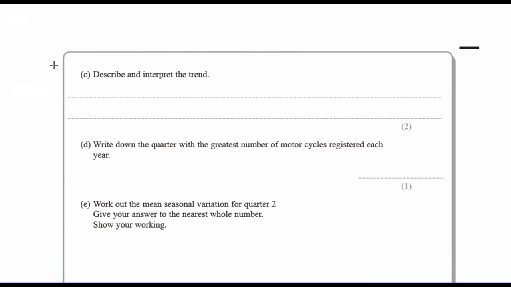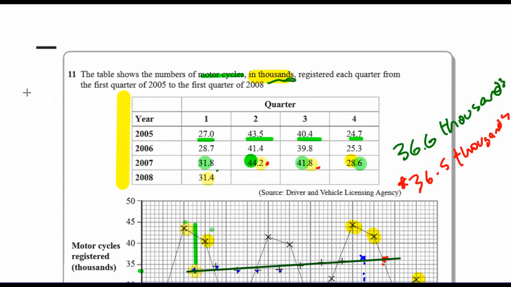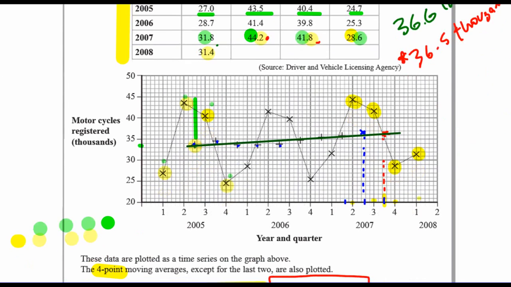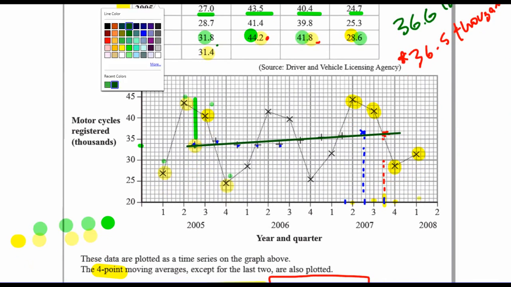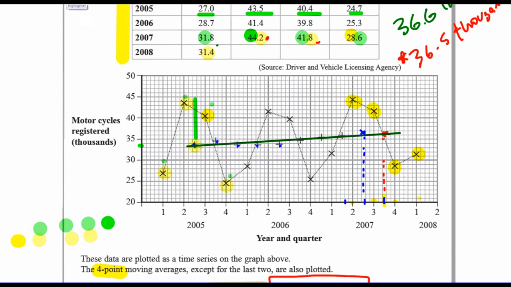Next part, describe and interpret the trend. So let's have a look back to it, see what's going on. Can you see it's going slightly up? Okay, so it's not going perfectly horizontal, it's going across and up, so it's slight positive correlation there. So we're going to write slight positive correlation. So as time increases, if we're talking about years, that's time, then the motorcycles registered is going up as well. So we'll explain that in words.